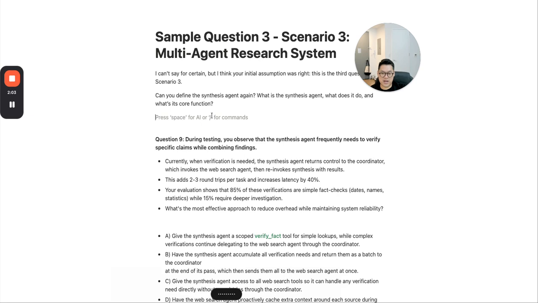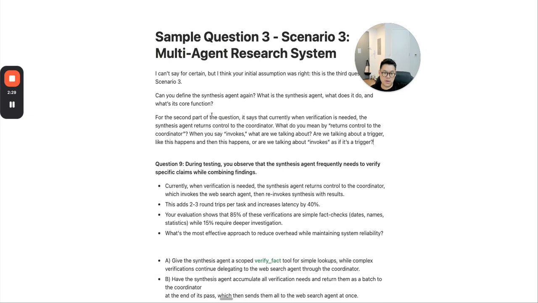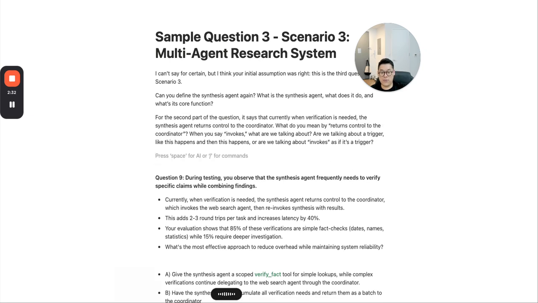For the second part of the question, it says that currently, when verification is needed, the synthesis agent returns control to the coordinator. What do you mean it returns control to the coordinator? Which invokes, what are we talking about when I mean invokes? Are we talking about trigger, like this happens and then this happens? Or are we talking about invokes as if it's a trigger? And then when we're talking about re-invoke synthesis with results, are we talking about an additional trigger prompted from a previous trigger?